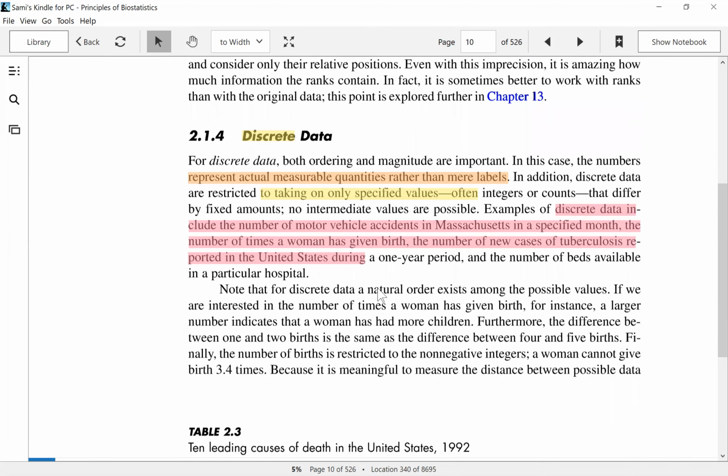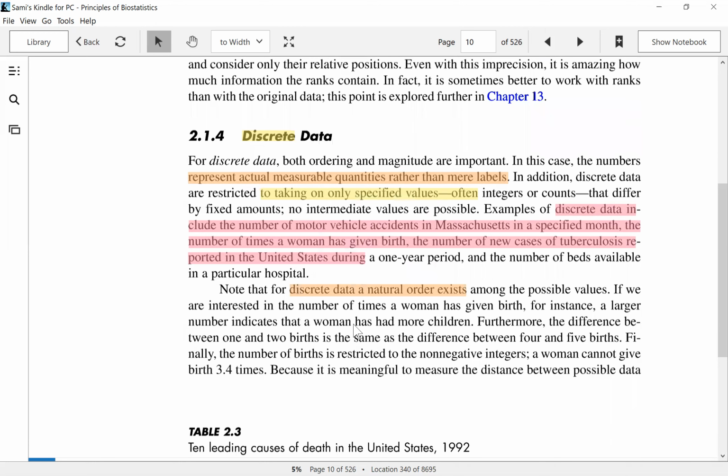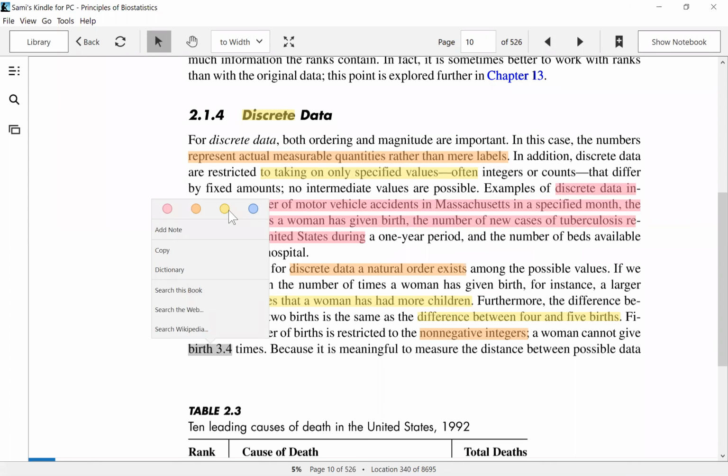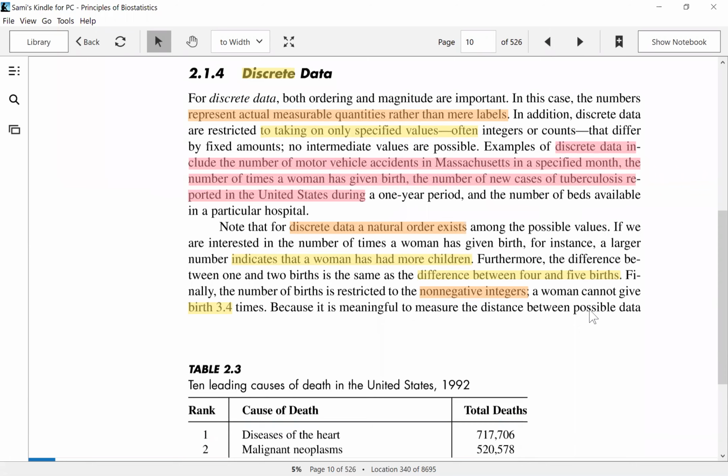Note that for discrete data a natural order exists among the possible values. If we are interested in the number of times a woman has given birth, for instance, a larger number indicates the woman has more children. Furthermore, the difference between 1 and 2 births is the same as the difference between 4 and 5 births. Finally, the number of births is restricted to the non-negative integers. A woman cannot give birth 3.4 times. So if it's 3.4 times, then it's continuous, not discrete. So that's the difference between discrete and continuous, because it's meaningful to measure the distance between possible data.